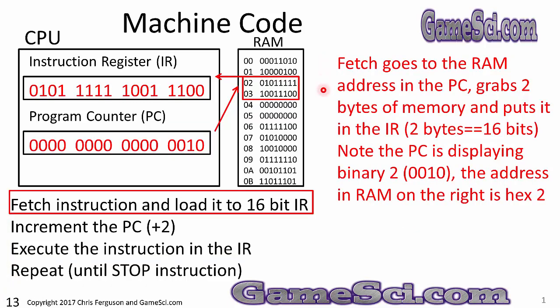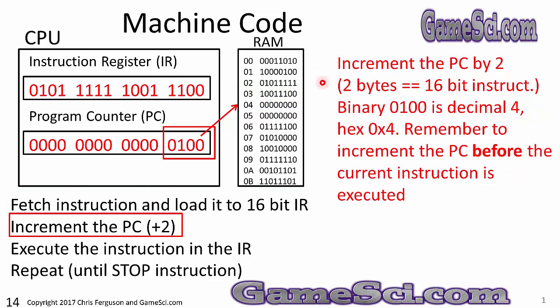Fetch goes to the RAM address in the PC and grabs 2 bytes of memory and puts it into the IR. 2 bytes equals 1 16-bit instruction. Note the PC is displaying binary 2, 0010. The address in RAM to the right is hex 2. We are loading address 2 because there is a binary 2 in the PC. So the 2 bytes at address 2 and 3 are loaded into the 16-bit IR.